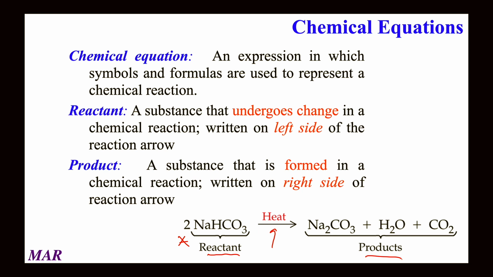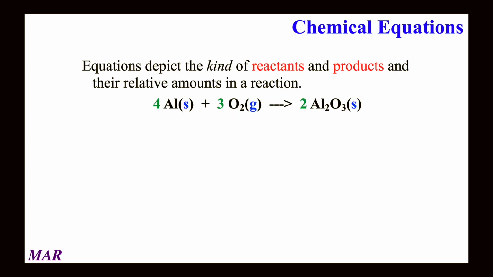And for our classes right now, reactants will always be to the left of the arrow, and products will always be to the right of the arrow. Here's another chemical reaction, this time between aluminum and oxygen, making aluminum oxide. And the numbers there in front in green you can see are quite different. And the numbers I'm referring to are the 4, the 3, and the 2.